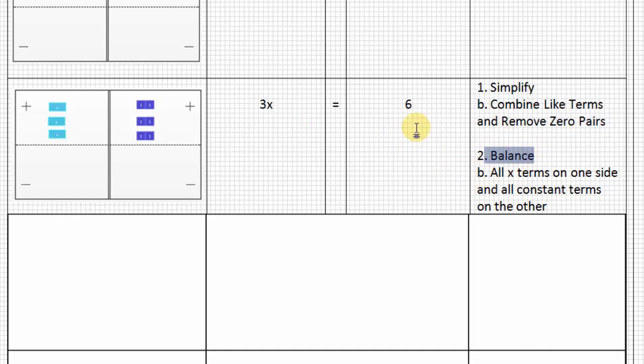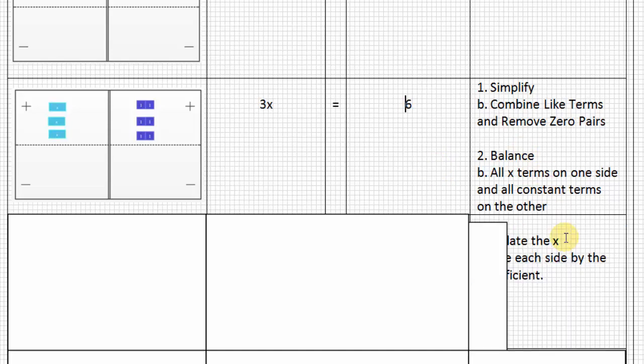If that was not the case, we'd have to do some more work, balancing moves to each side until we could get all the x's to one side and all the constants to the other. So now we're ready for that third and final new step with solving equations, which is to isolate the x. So we want to isolate the x and decide what the value of just one x is.